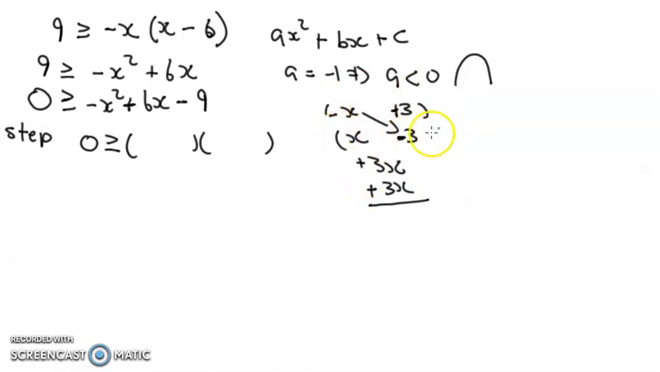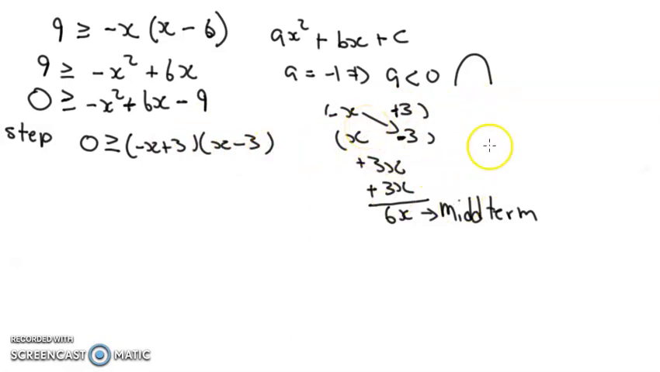So 3x plus 3x is going to be 6x. This is the middle term. That's 6x there. So I'm going to end up having x plus 3 and x minus 3. If you want to learn more about factorization, as I've said in the first place, you have to watch the video about factorization where I explain this method in detail. This is step 1. Now let's go to step 2.